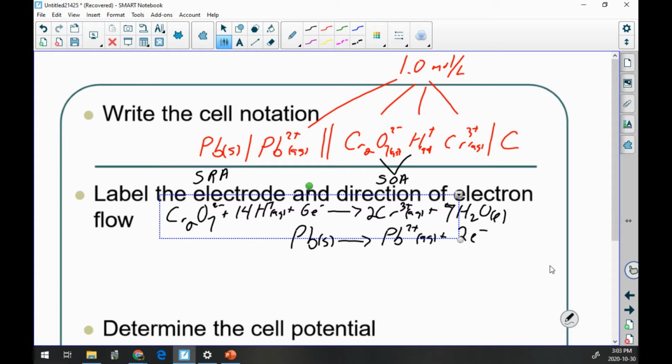Now, because I'm only asking for the cathode and anode, I don't need to write the net cell reaction, and I can answer the rest of the questions from here. The electrons flow in that direction. The anions flow that way. Cations flow in that direction. I know I kind of shoved it in there, and I'm sorry about that.